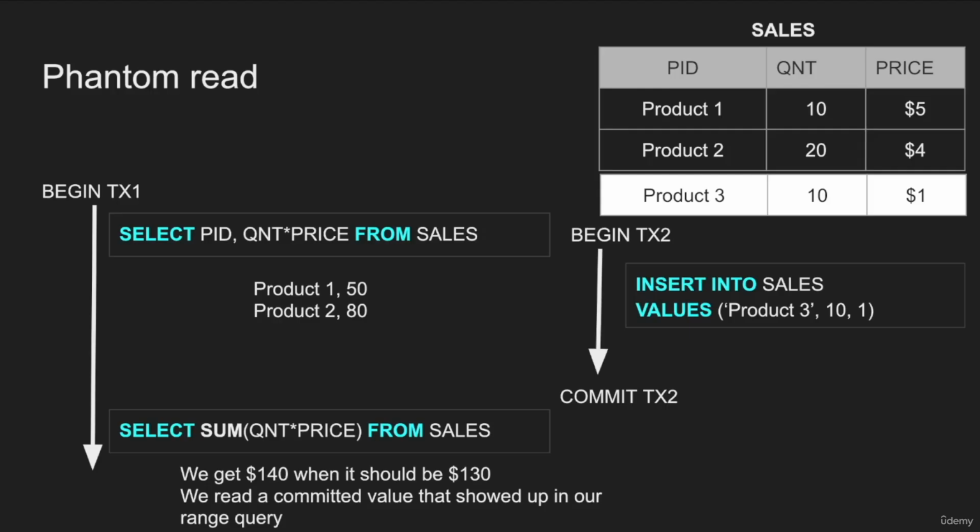But how does it get rid of new rows that have never been read? You cannot even see the row to lock it to prevent it from changing. That's what phantom reads are. You cannot grab it, right? It's phantom.